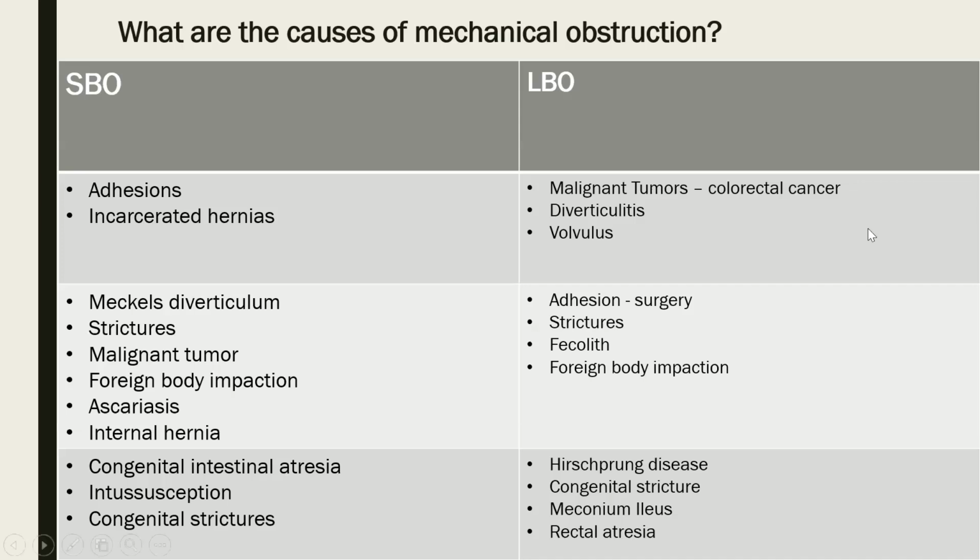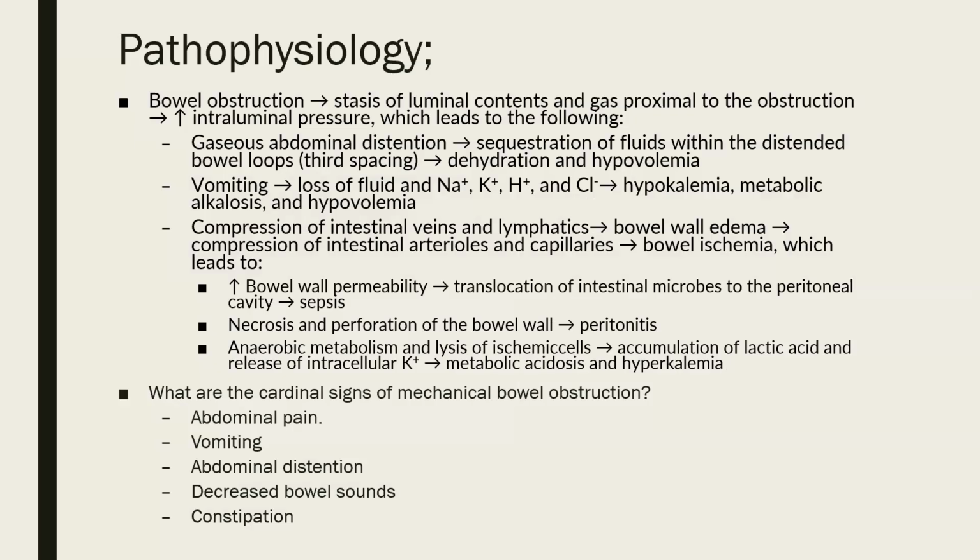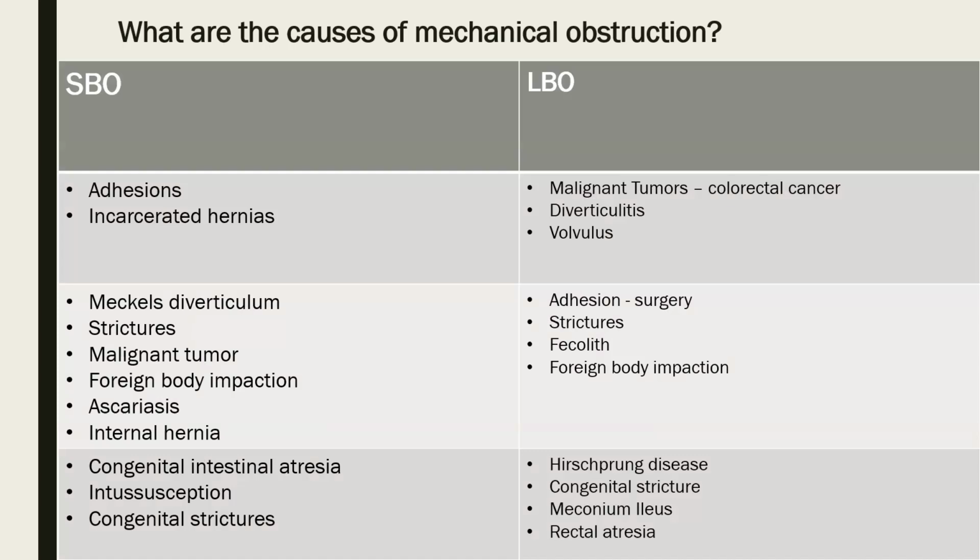Congenital strictures, meconium ileus, now particularly in infants, and rectal atresia, where the rectum essentially is narrowed. Next. Actually, before we go to next, there's also another classification that I did not really focus on, where there is extrinsic bowel obstruction and intrinsic bowel obstruction. I have not included it here, but I think we can gauge from the wording what can cause it.